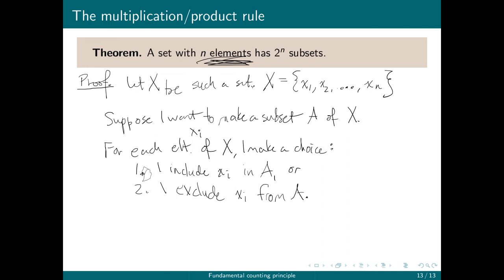All right, so let's think about this. We've got a set. The set has n elements, and I want to make a subset of that n-element set. I have a choice. For x1, I can either include x1 or exclude x1 from A. For x2, I can either include or exclude x2 from A. For x3, I can either include or exclude it. So for each of my n elements, I have two choices. Well, there are n of these, one for each element. And so that is 2 to the n. There are 2 to the n subsets.